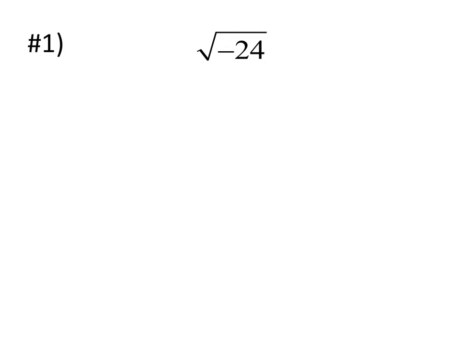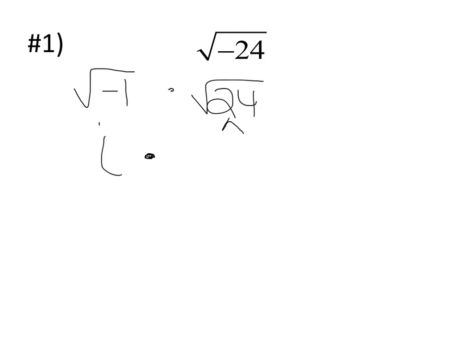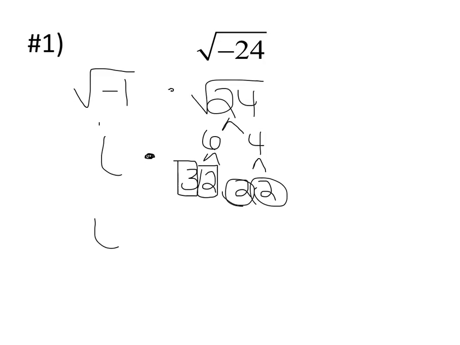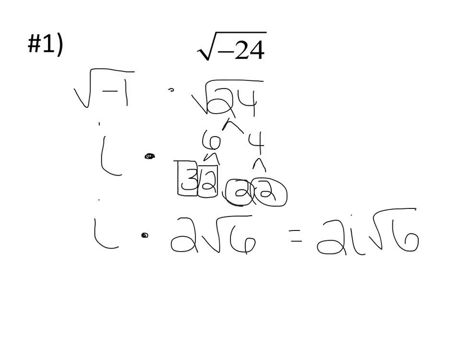Okay, so the first question is negative square root of 24. Now remember before, when you had a negative under a square root, it was not a real number. But in this case, we know that if we break it up, square root of negative 1 times the square root of 24, we know that the square root of negative 1 is I. And then we're just going to multiply it by, once we simplify this, 24 is 6 times 4, 4 is 2 times 2, and 6 is 3 times 2. So we need 2 of them in order to bring it out front. So we're going to have I times 2 square root of 6, which is 2I square root of 6.